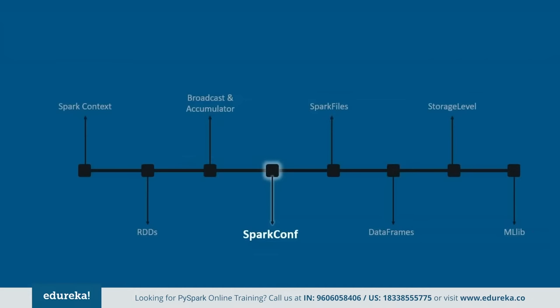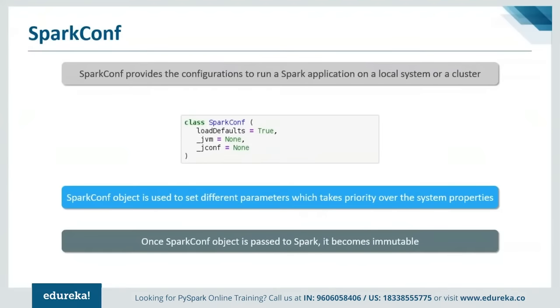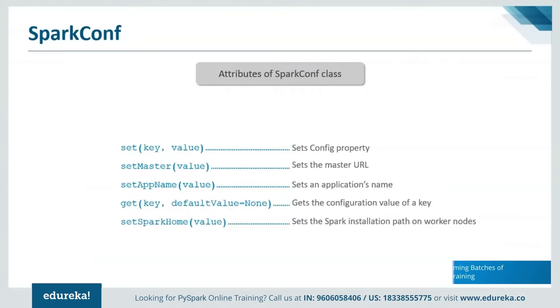Now, moving on to our next topic, which is SparkConf. The SparkConf class provides a set of configurations and parameters that are needed to execute a Spark application on the local system or any cluster. When you use a SparkConf object to set the values of these parameters, they automatically take priority over the system properties. This class contains various getter and setter methods, some of which are: the set method, which is used to set a configuration property; setMaster, which is used for setting the master URL; setAppName, which is used to set an application name; and the get method to retrieve a configuration value of a key. And finally, we have setSparkHome, which is used for setting the Spark installation path on worker nodes.